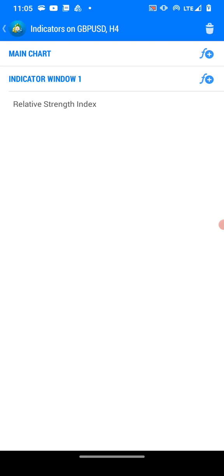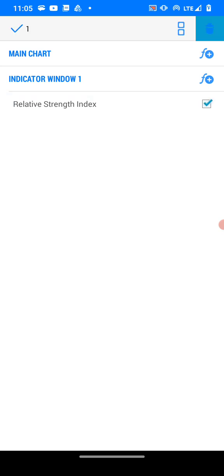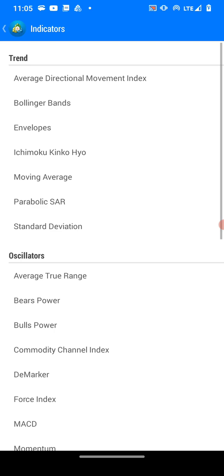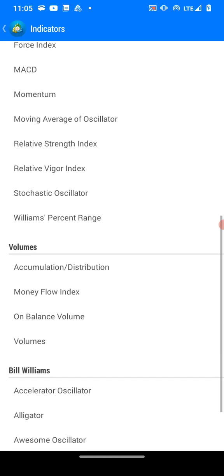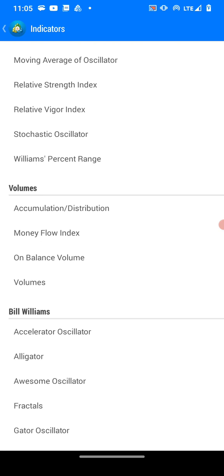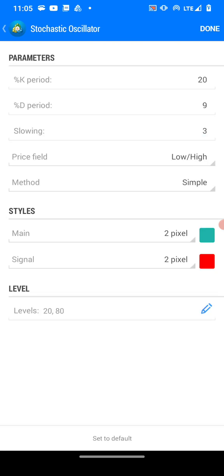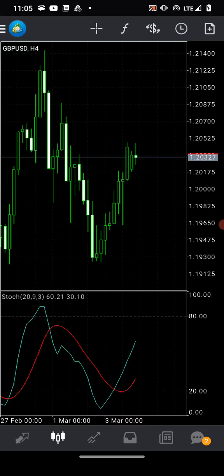Let's hit the trash can, hit that. Okay, now it's gone. Now let's put a different indicator on. Let's just pick another one. And they're all the same. They're useless. Okay, notice the period variable, %K period, %D period. Well, this one probably has 2 moving averages in it. Okay, see? 2 moving averages.